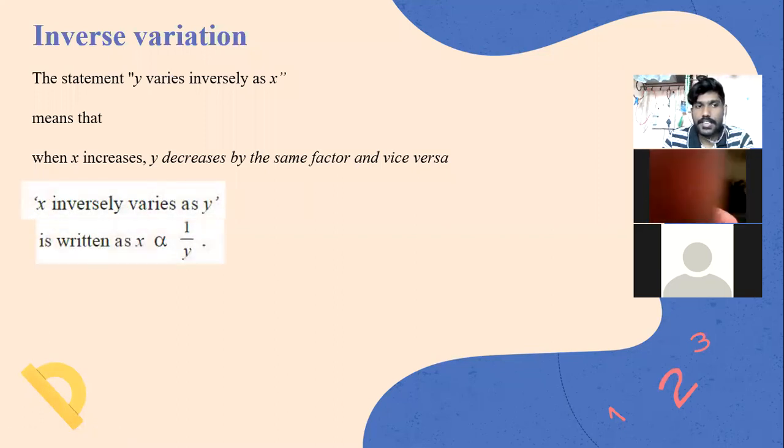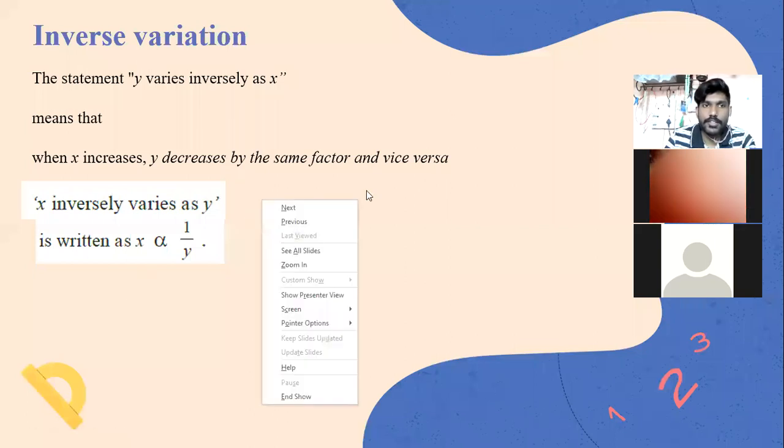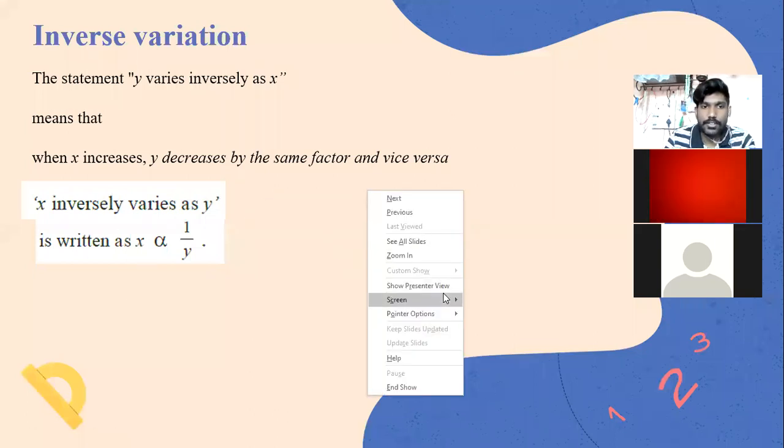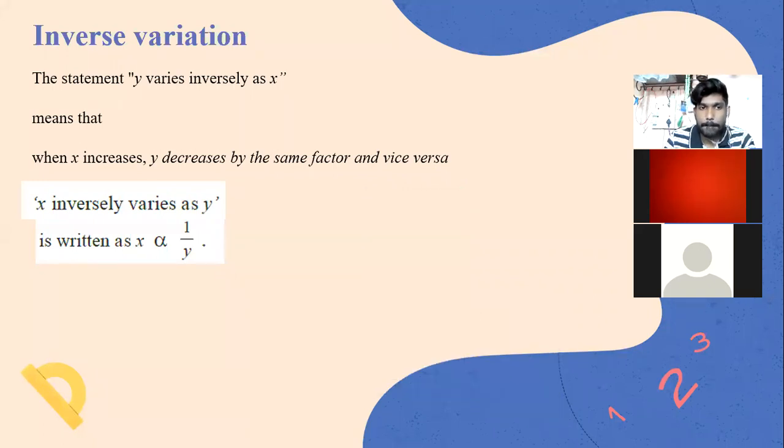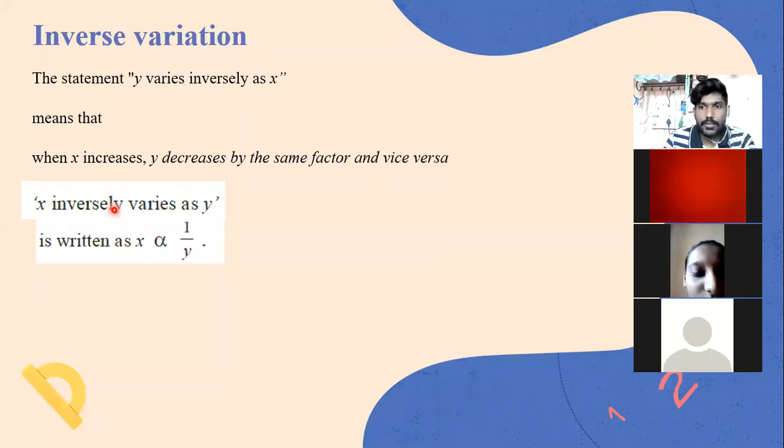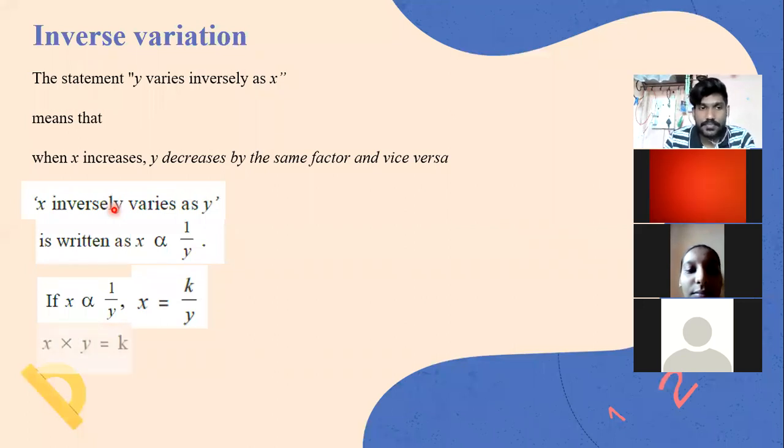And x inversely varies as y, this we write as x inversely proportional to y. So we write it x inversely proportional to 1 upon y. And when we want to convert this into an equation, we write this as x is equal to k upon y, where k is called the constant of variation. K is called a constant.